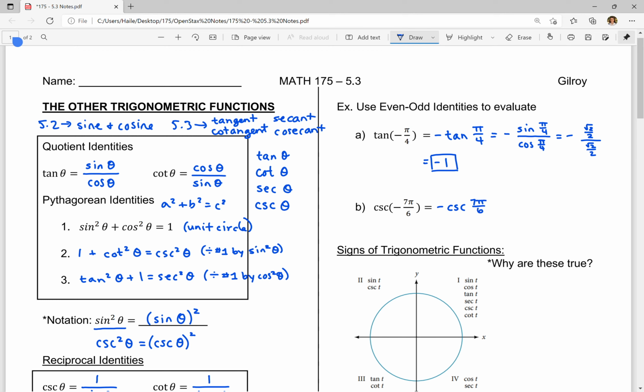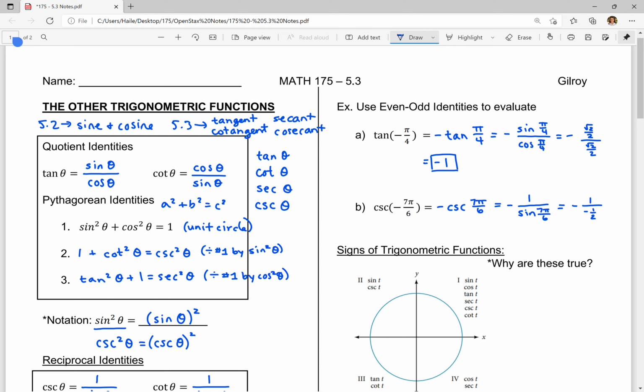And now we can use a second identity. So remember that cosecant is just 1 over sine. So we can say that this is the same thing as negative 1 divided by the sine of 7 pi over 6. And now we're back to a problem just like in 5.2. So our problem has come down to, well, what is the sine of 7 pi over 6? And if you remember, that comes out to be negative 1/2.